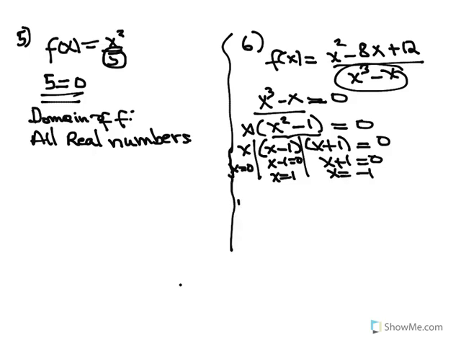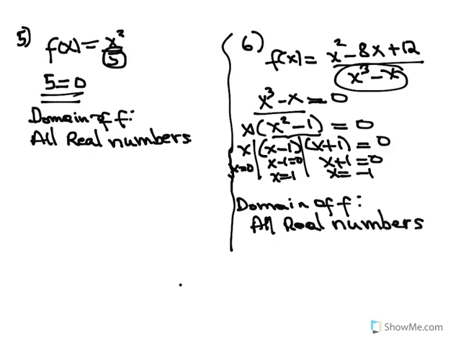So now the domain of f is going to be all real numbers except the three numbers we found here. We found 0, 1, and negative 1. I'm going to list them from left to right, so except x equals negative 1, x equals 1, and x equals 0. Okay?